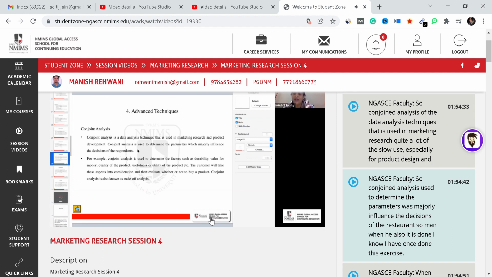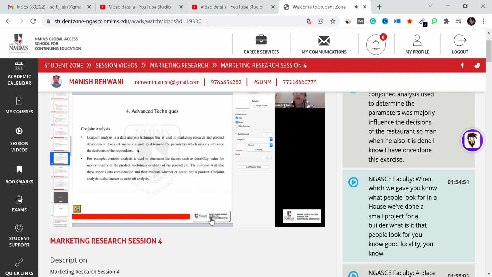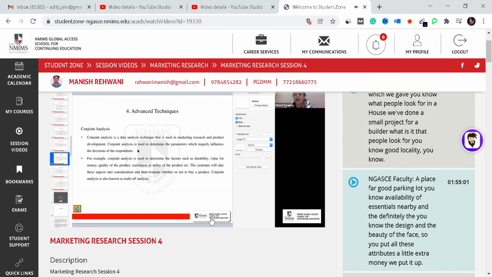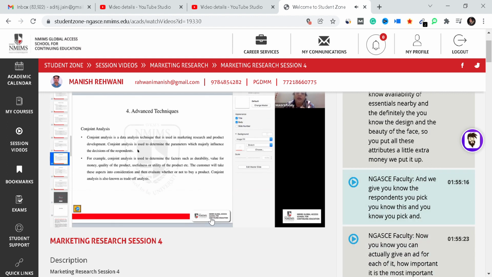I have once done this exercise in which we looked at what people look for in a house. We had done a small project for a builder. What is it that people look for? Good locality, a play park, good parking lot, availability of essentials nearby, and definitely the design and the beauty of the place. You put all these attributes on separate strips, and we give them to the respondents.